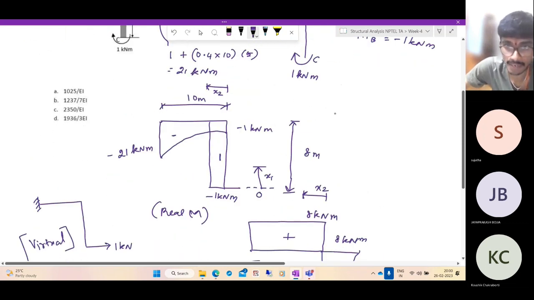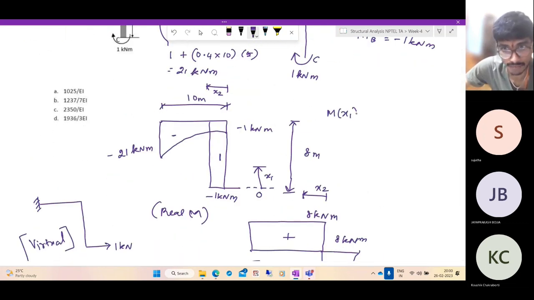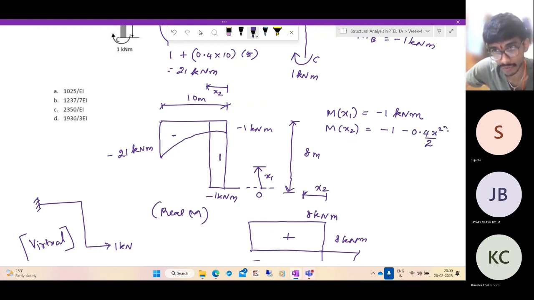So the real bending moment, what is capital M of x1? It is constant, it is -1. And what is capital M of x2? It is -1 minus wx square by 2, which is minus 0.4 x square by 2.